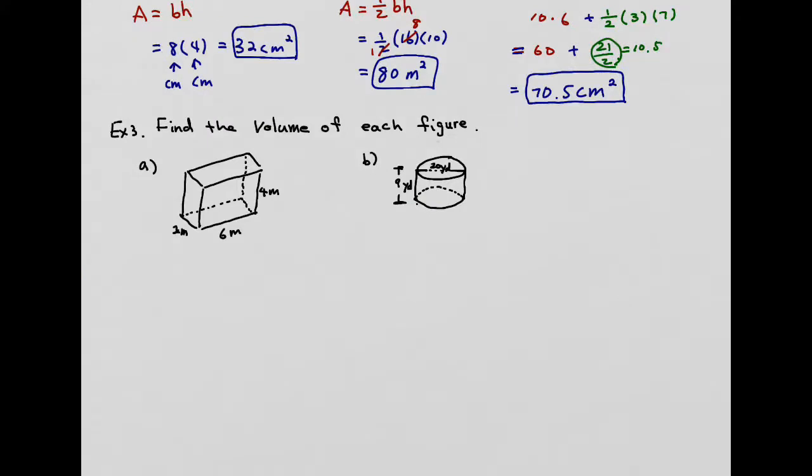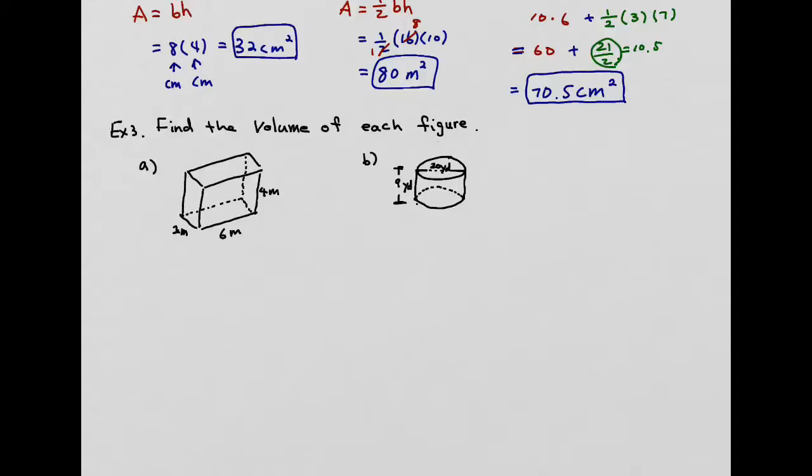Example 3, we're going to do finding volume of each figure. So again, same as area. In order to find the volume, you need to know the formula for it. You can find the formula from the textbook, or you can find the formula from my notes for these sections. So let's look at the first shape.